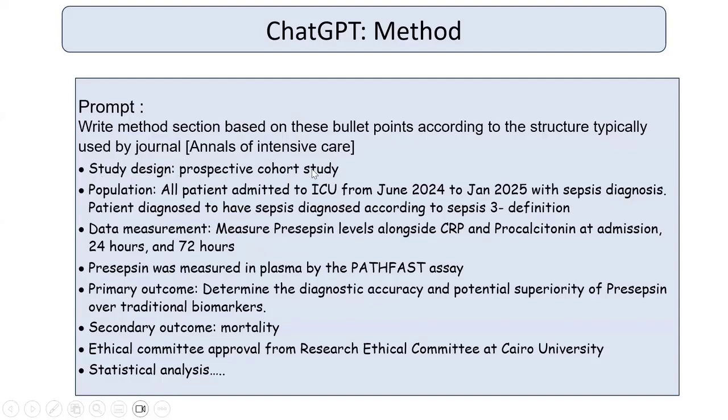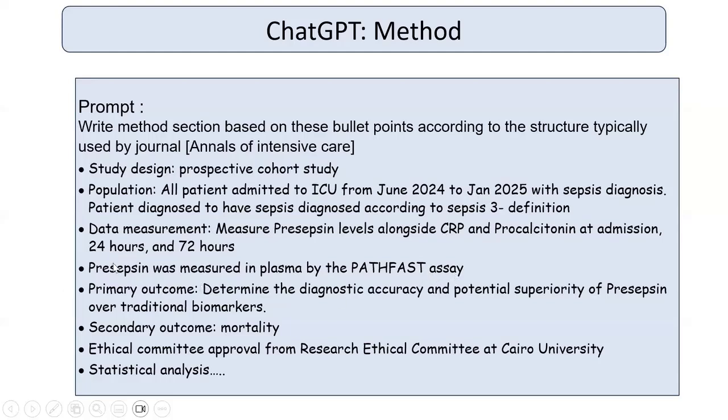Study design is a prospective cohort study. Population: all patients admitted to ICU from June 2024 to January 2025 with sepsis diagnosis according to the Sepsis-3 definition. Data measurement: measure the presepsin level alongside the CRP and procalcitonin at admission, 24 hours and 72 hours. Then we posted how the presepsin was measured. The presepsin was measured by the PATHFAST plasma assay.